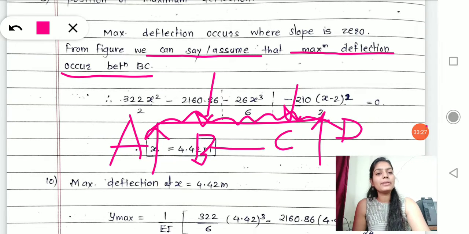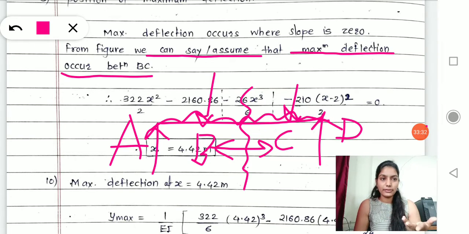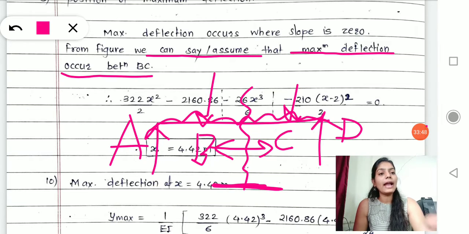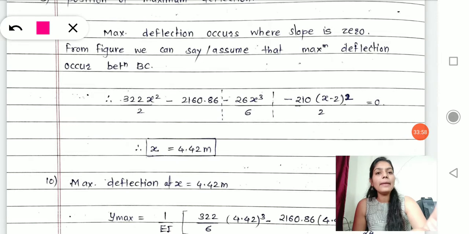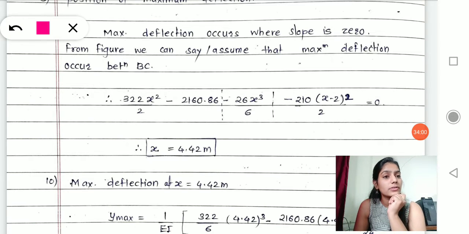And in between B to C, there will be a chance of maximum deflection. I am not saying it will occur particularly at 4.5 meter distance or 6 meter distance or 3 meter distance. No, I don't know. I have to find it. How will I find it? By assuming that my slope will be 0 somewhere in between, and where my slope is 0, there maximum deflection will occur.